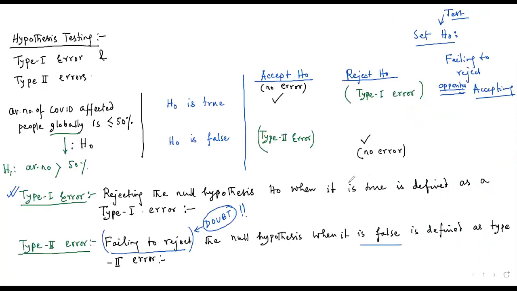Now let us go back to the table which I drew over here. We already know that the probability of committing type 2 error, according to our notation, is beta. What is beta? Beta is the probability of failing to reject the null hypothesis. I'm writing here: failing to reject.